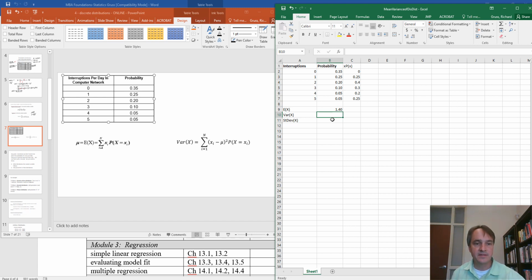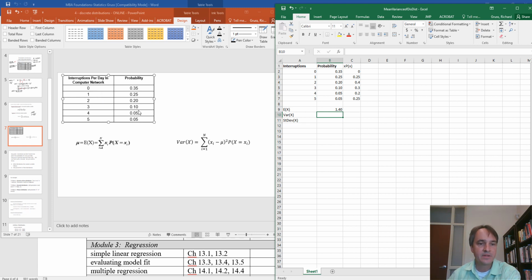Does this make sense given the historical data? Well, let's take a look. 35% of the time we've had 0, and 25% of the time we had 1. So it looks like over half the time we only had 0 or 1.